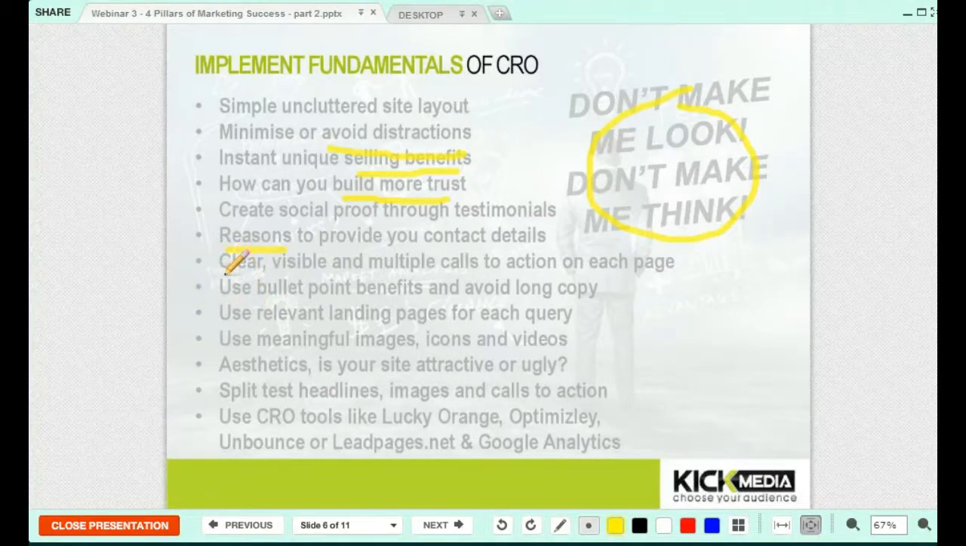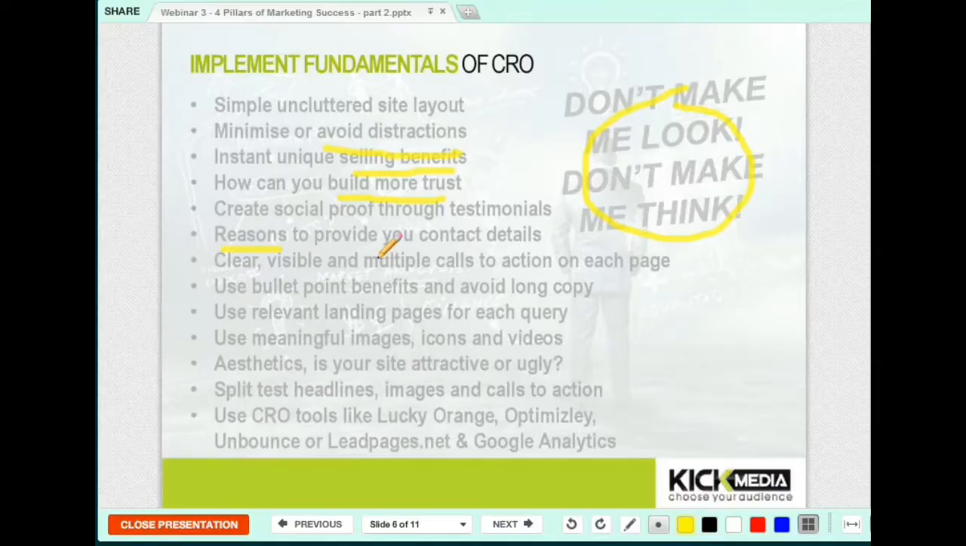Again, for the people that are in the decision phase of the buying cycle, they know what they want. Don't mess around with them. Make it clear, visible, multiple phone numbers on the same page, generally the top right hand corner and the bottom left, above the scroll of the screen. Creating clear, visible, multiple calls to action on each page.